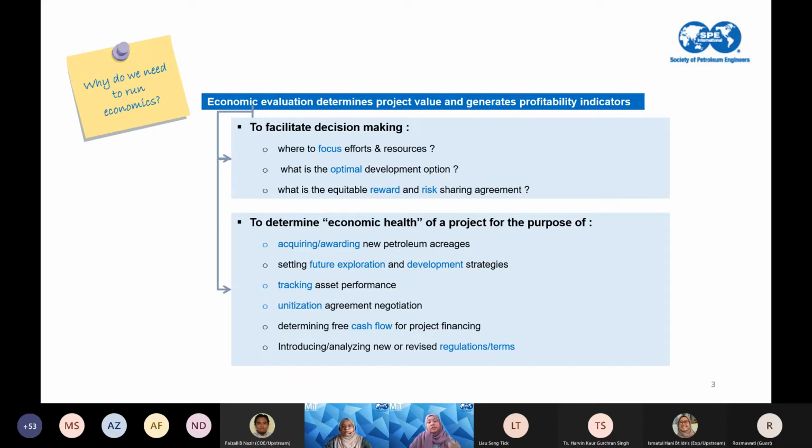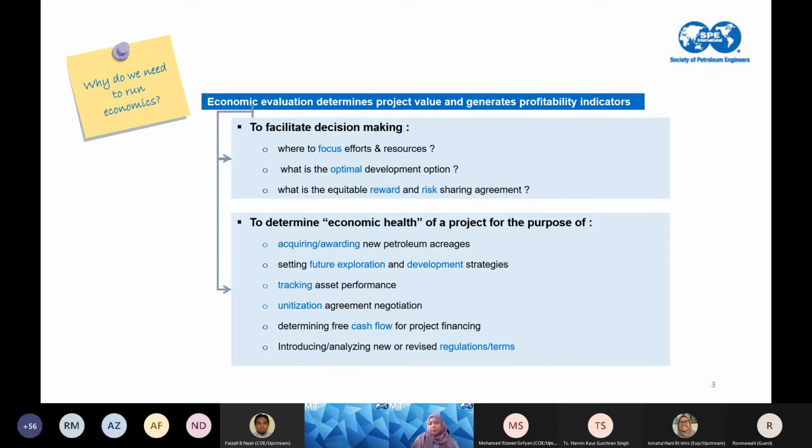Another reason why we do economics, certainly in our organization, is to determine the economic health of a project. So it's not just about every dollar that you plan to spend, but every dollar you have spent, has that dollar been working for you, right? So you want to look into tracking an asset's performance. Is it making money? Is it giving you the return that you promised the organization? For example, you would be running economics to find out how much tariff you're willing to pay to tie through someone's pipeline and stuff like that.